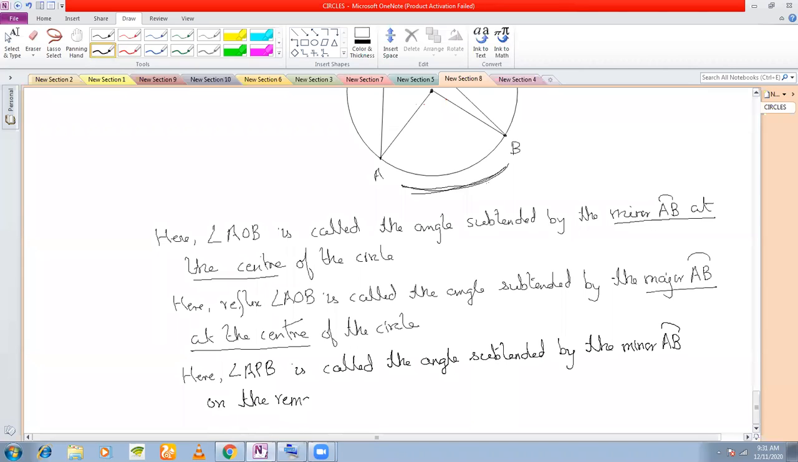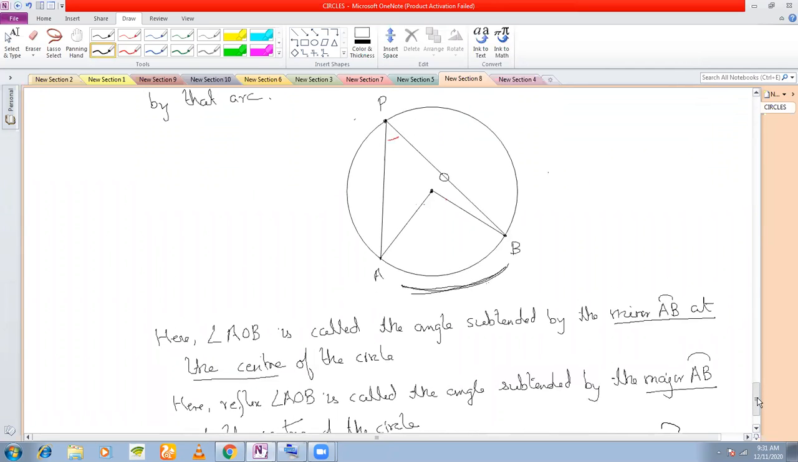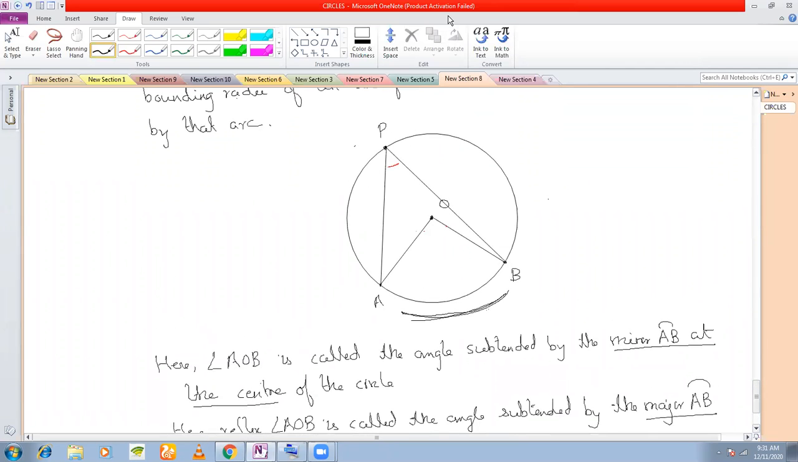Why remaining part? Sonam, tell me why remaining part? Anyone there to tell me why remaining part? Oishi? Yes, sir. Why remaining part?